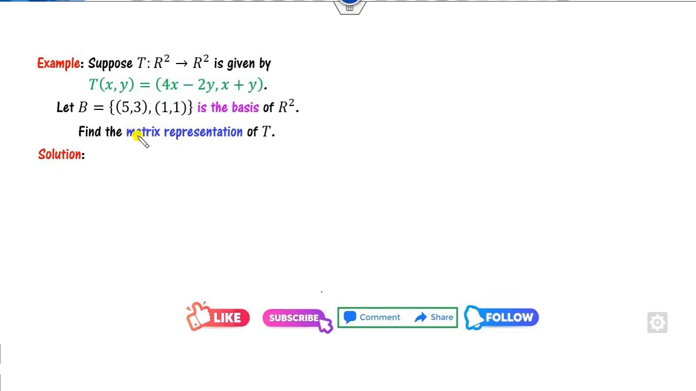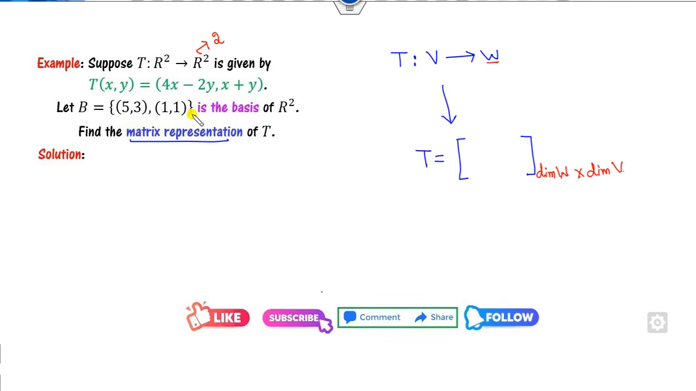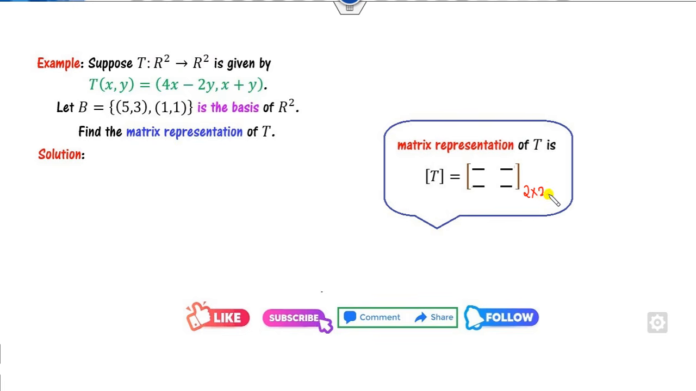First of all, because your target is to write the matrix representation, in general if you want to write this as a matrix T, the first question that arises is what should be the dimension of this matrix. The dimension is always the dimension of W cross the dimension of V. Now in this case, what is the dimension of R2? It is 2. What is the dimension of R2 on the other side? Again 2. Therefore the matrix corresponding to this transformation is a 2 cross 2 matrix.